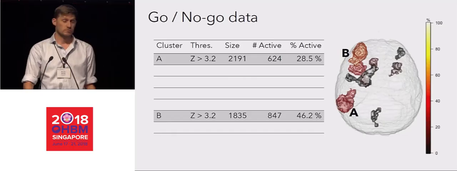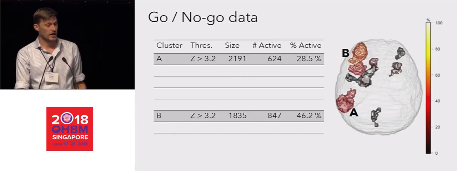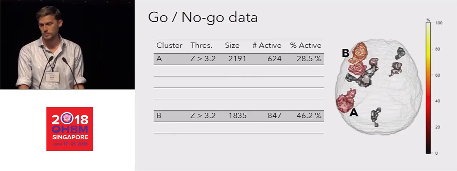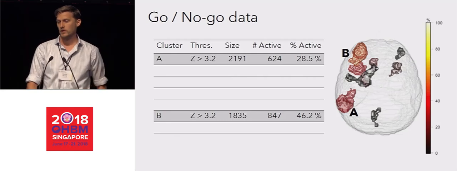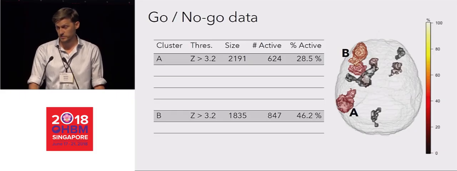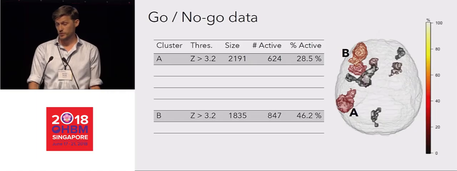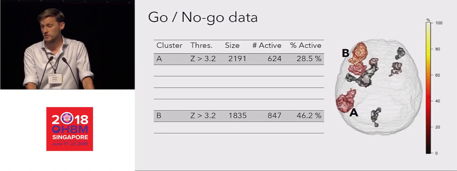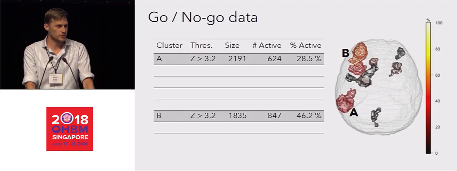So we see more clusters, but I've highlighted 2 clusters. Cluster A, which is below, has 191 voxels, and it has a lower bound of truly active voxels of 28.5%. And our cluster B, which is at the top, had a lower bound estimate of the proportion of active voxels of 46.2%.